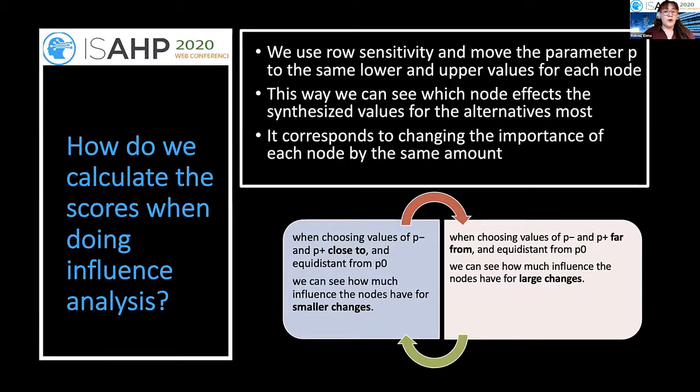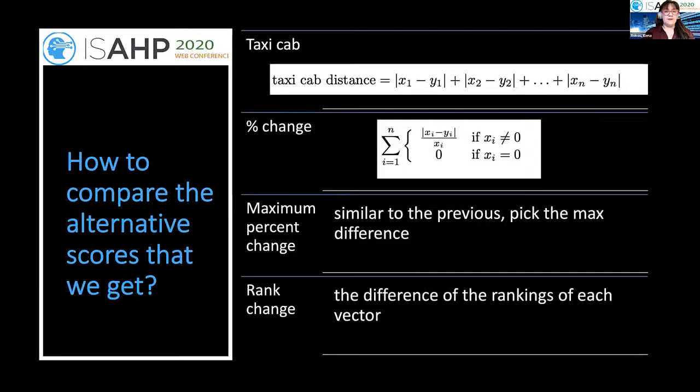When we choose values of P minus, the left side of the range, and P plus close to and equidistant from P0, we can see how much influence the nodes have for smaller changes. And when we choose values of P minus and P plus far from P0, then we can see how much influence the nodes have for large changes.